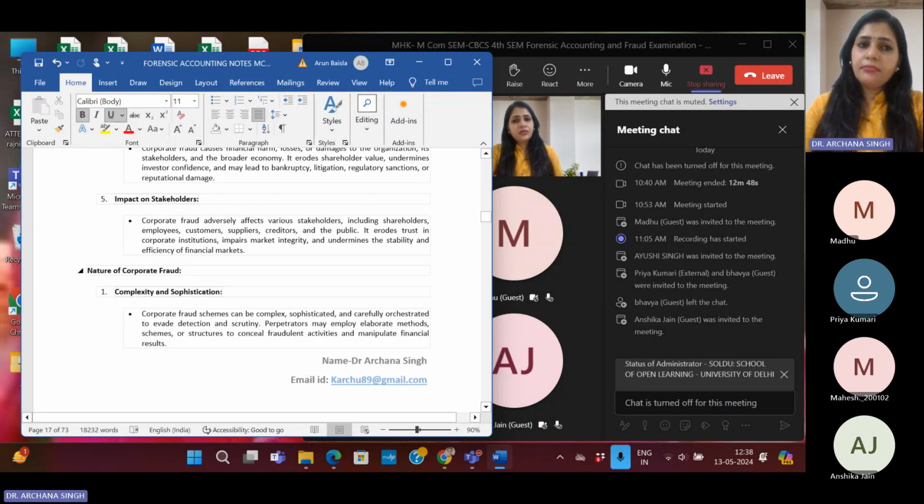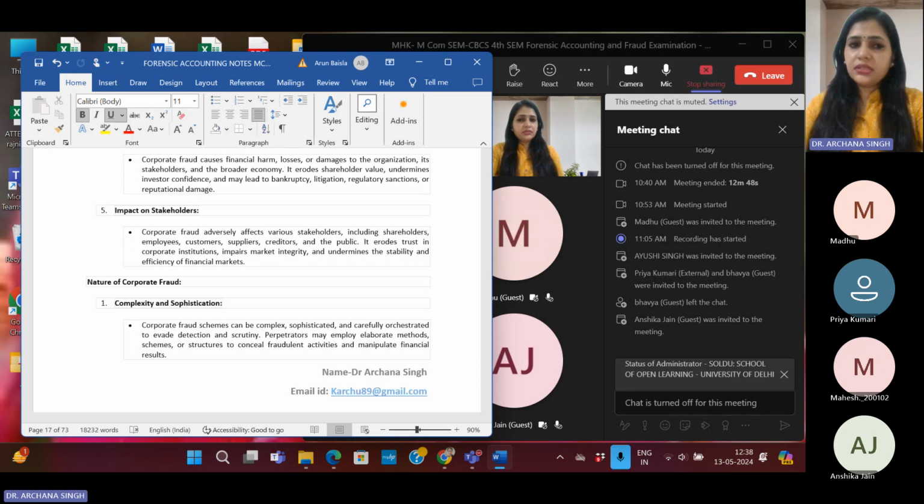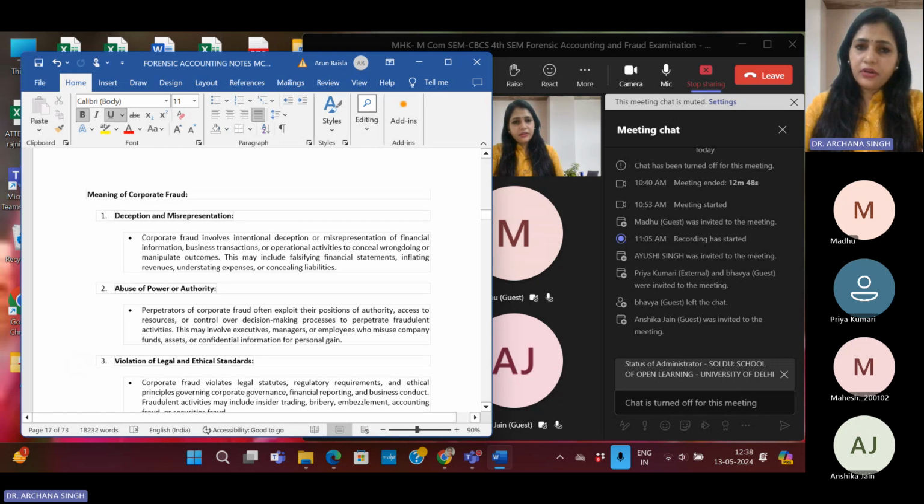And if I talk about the impact on stakeholders, stakeholders are the people who are directly or indirectly related to the business, like shareholders, employees, customers, suppliers, creditors, and the public. So it erodes the trust of those stakeholders in that business or in those corporate institutions. It impairs market integrity. It undermines the stability and efficiency of financial markets. So it does have an impact on stakeholders. Now, this was the meaning and nature of corporate fraud.